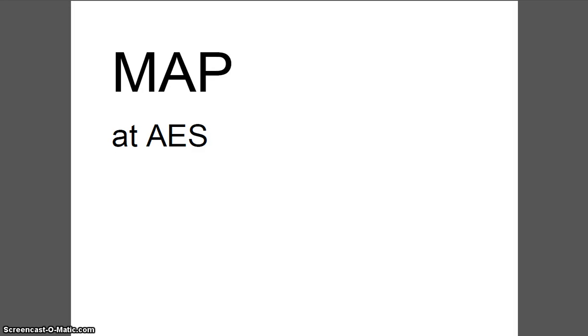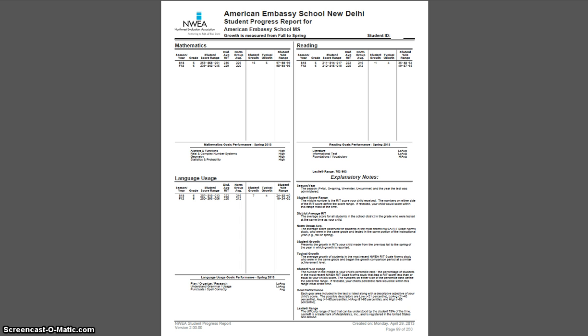This video is intended to help parents read their child's MAP progress report and to interpret the results. Shortly after AES students have completed testing, MAP student progress reports are emailed to parents. The first page of the score report is a transcript view. The second page, which we'll discuss in the next video, is graphical.